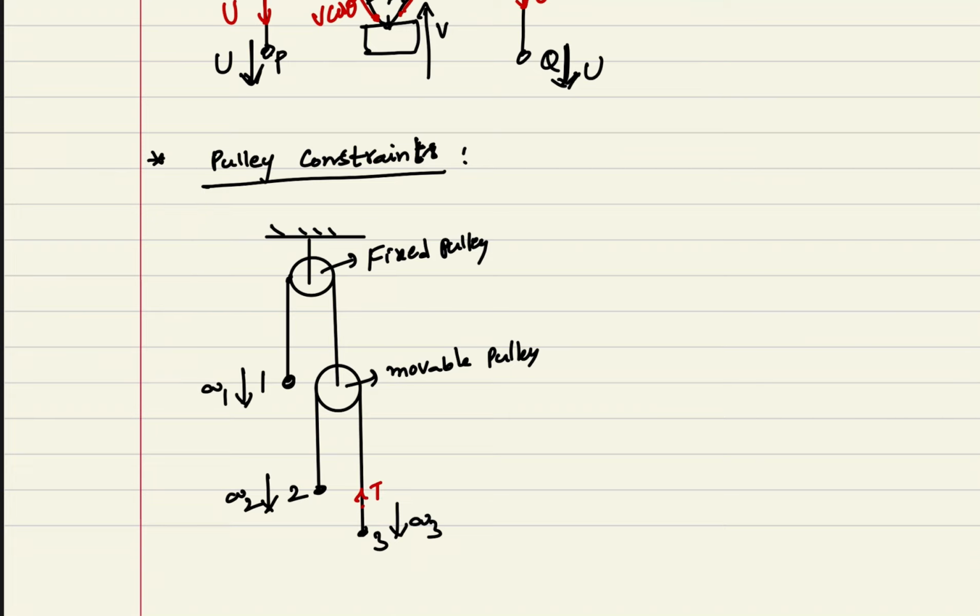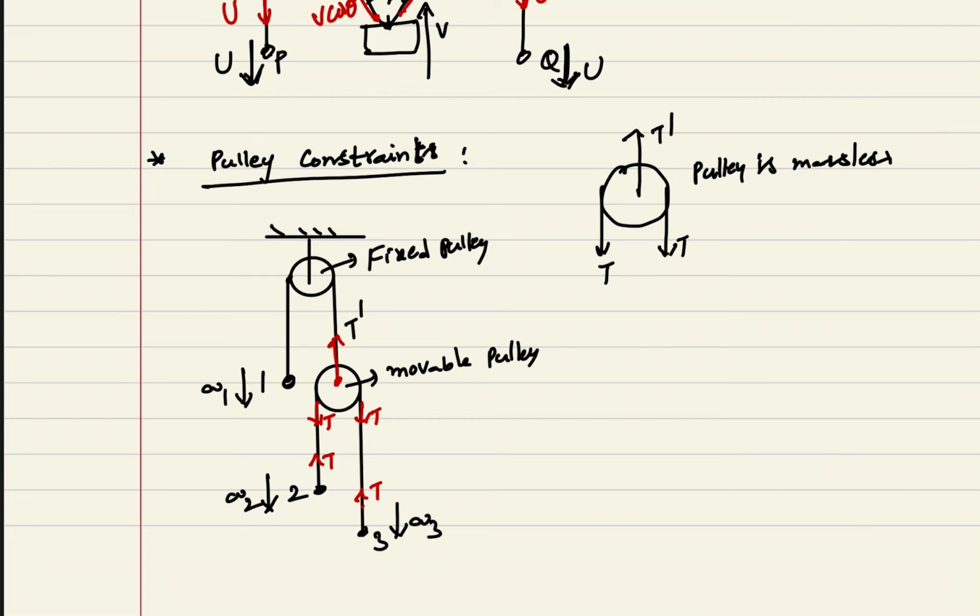Now first give the string tensions. First string tension I have taken T. Everywhere tension T will be there. And on this body, as the pulley is massless, whenever the pulley is massless, the upward tension, let us consider T dash, is in the upward direction, and downward direction T and T will be there. Now as the pulley is massless, we can write T dash is equal to 2T. Here also you can write 2T, and here also 2T. On mass M1 you can see the 2T.